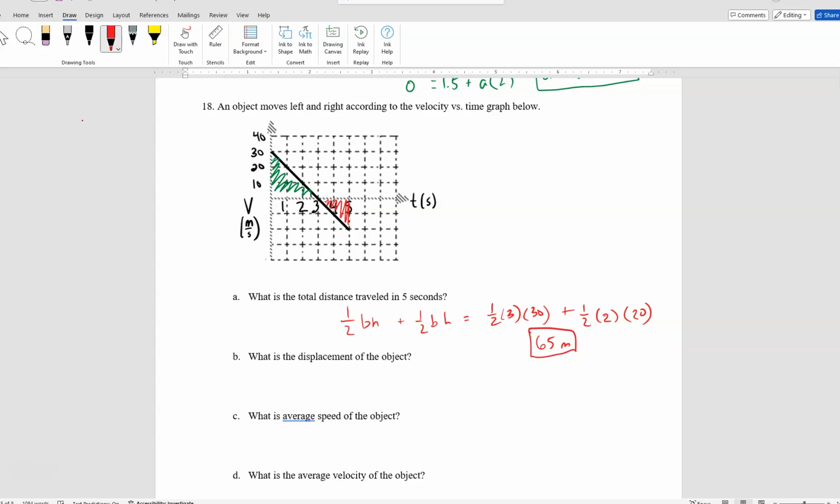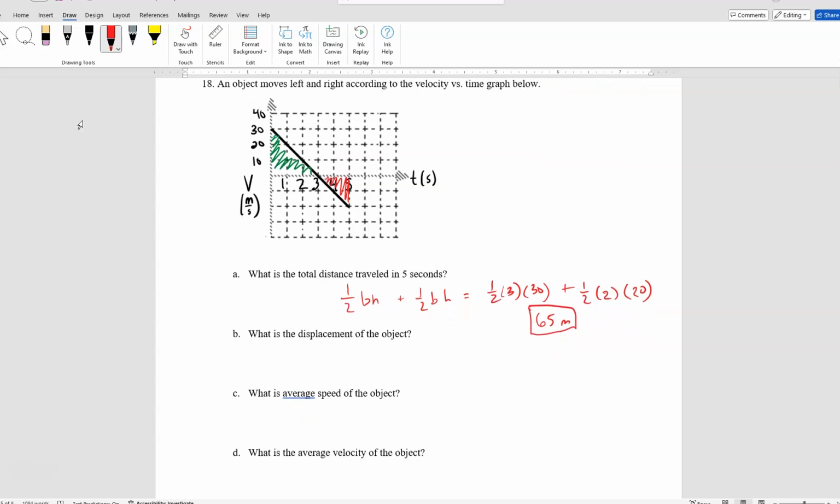65 meters. If we want the displacement, well, what we can do is we can do 1/2 times 3 times 30, and then we could do 1/2 times the 2, and we'll make this negative 20 because it's going back the opposite way. If we do that, we should get 25 meters.